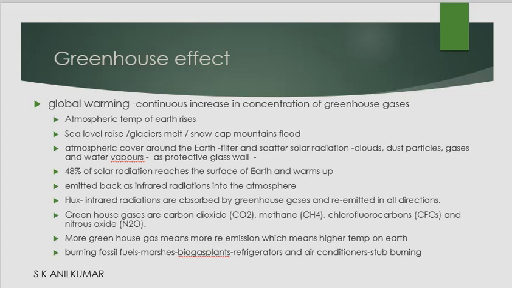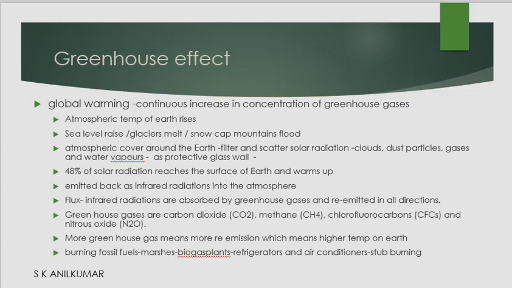And this radiation that comes from the sun and that is reflected by the earth, both are absorbed by the greenhouse gases. What are the greenhouse gases? The gases in the atmosphere, and these are re-emitted in all directions. This is called flux. So first, the clouds, the dust, the gases in the atmosphere scatter and filter the solar radiation and give a greenhouse effect. That means they protect the earth from the radiation. Whatever remains, that 48% that comes to the earth, is again reflected by the earth back into the atmosphere, which is again absorbed and re-emitted by the greenhouse gases.